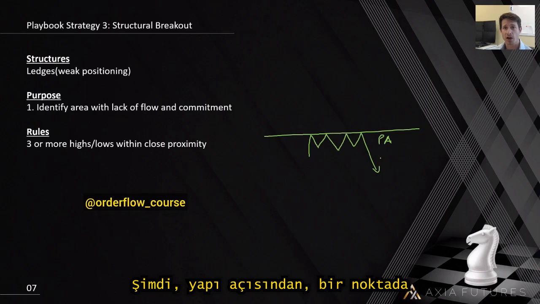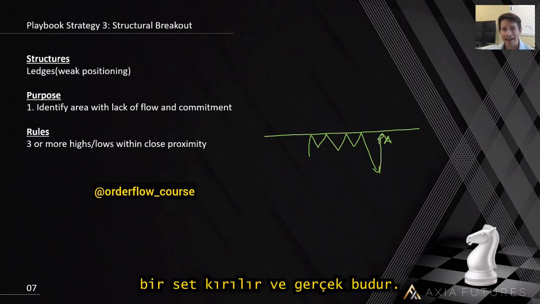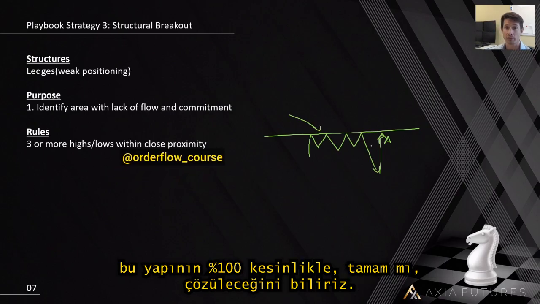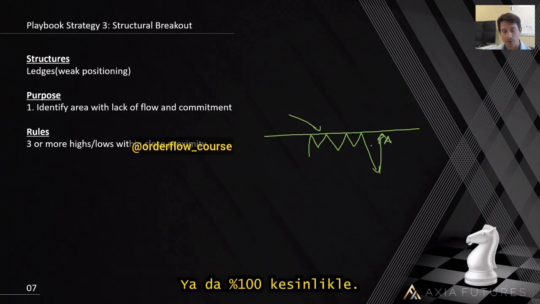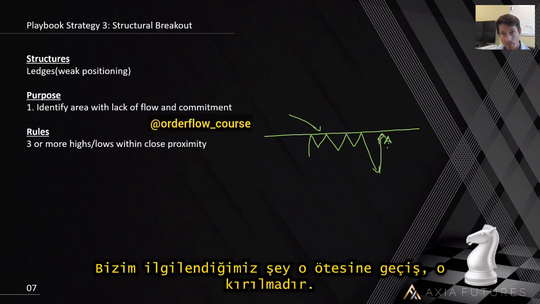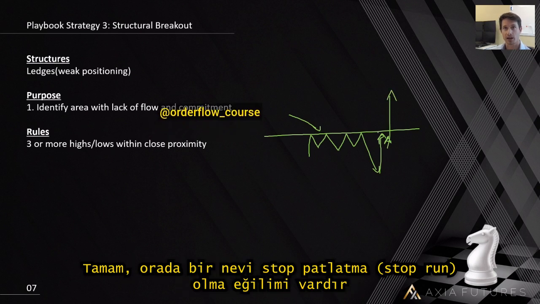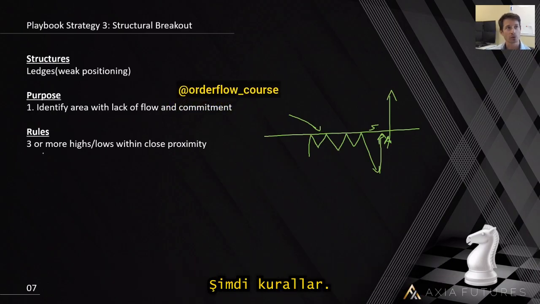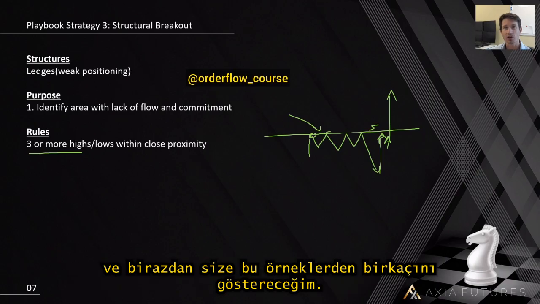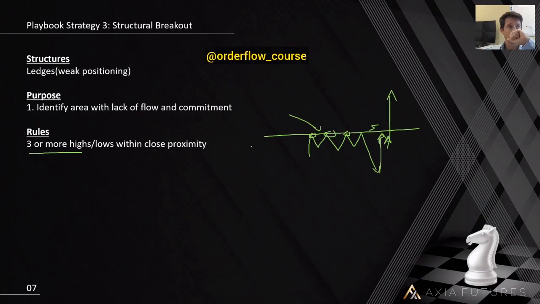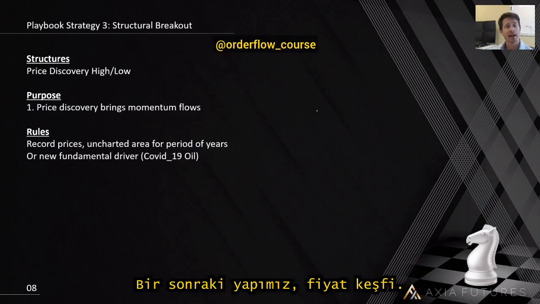Now, in terms of the structure, at some point a ledge breaks, and that's the reality. The moment we can identify something as a ledge, we know that at some point in the future this structure will resolve itself, with 100% certainty. And it's that resolution, that break beyond, that we're interested in. It tends to be a bit of a stop run, and we want to partake in that stop run. Now, the rules: we need 3 or more of these. I'll show you a few examples in a minute, so don't worry too much if you've not heard of this type of structure. Now, our next structure is price discovery high and low.